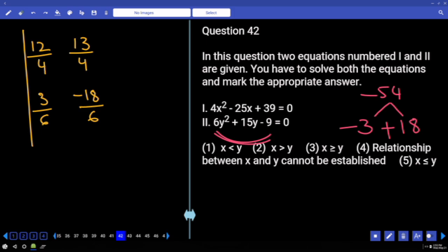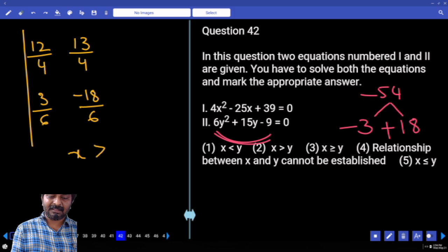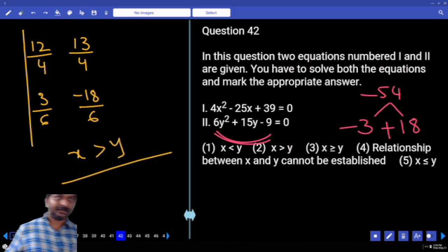X greater than y. This is more than 1. More than 1. Less than 1. Again x is greater than y. Need not convert and get the exact value. X greater than y can be concluded directly.